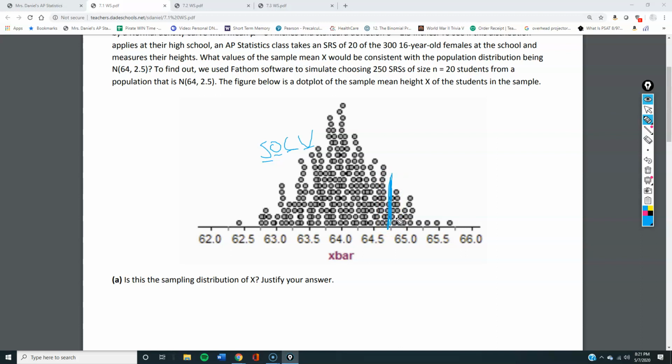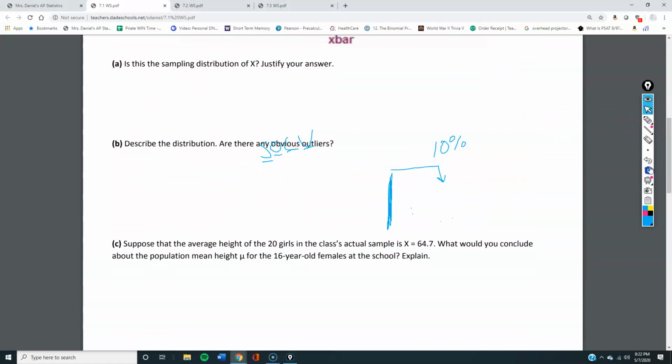And we can look at that, and it looks like 4, 5, 6, 7, 8, 9, 10, whatever. It looks like about 10% of the time, you get a value of 64.7 or more by random chance with a simple random sample if the mean was 64. So that tells me, what can you conclude? Remember, the rule of thumb is 5%. That means it's completely plausible that the population height of those females in that school is actually 64 inches, and it's just that that sample got 64.7.